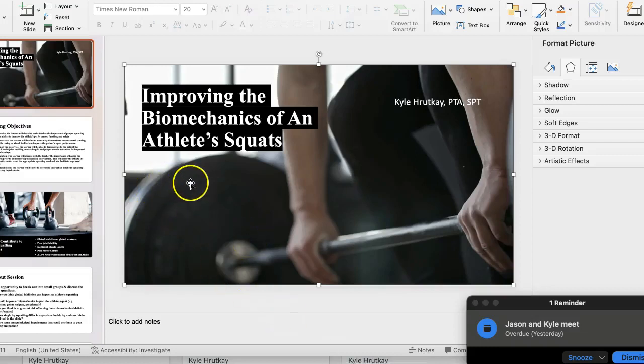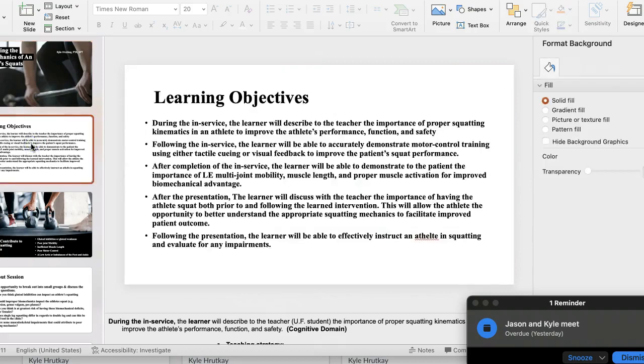I'm a student physical therapist assistant through the University of Findlay, and today we're going to be talking about improving the biomechanics of an athlete's squat. So the learning objectives for this in-service are, during the in-service, the learner will describe to the teacher the importance of proper squatting kinematics in an athlete to improve the athlete's performance, function, and maintain safety.